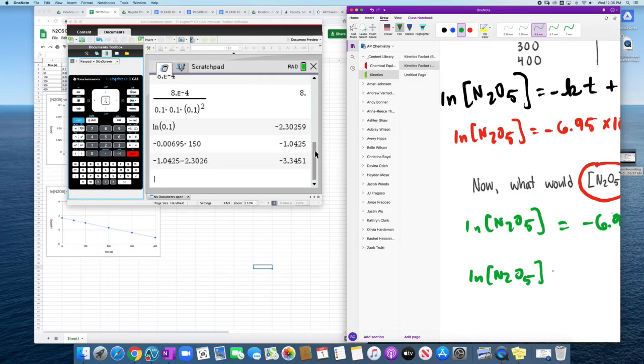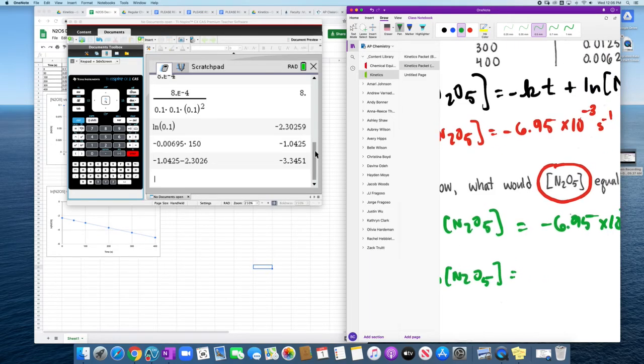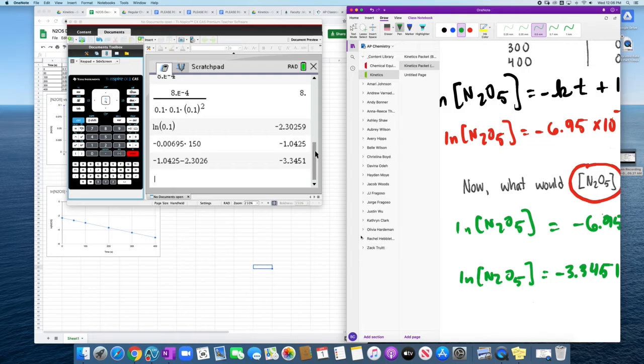Now we just need to undo the logarithm on that. This goes a lot faster when you're not going back and forth between windows. I'm sorry about that. Negative 3.3451. How do you undo a natural logarithm? You take the base and raise e to each side of the equation. If these things in green are equal to one another, the entire expression has to be equal to the other entire expression. This undoes the logarithm, so we get N2O5 concentration.